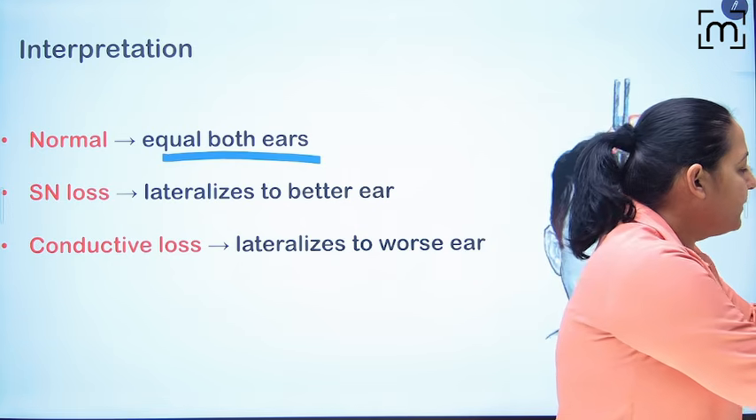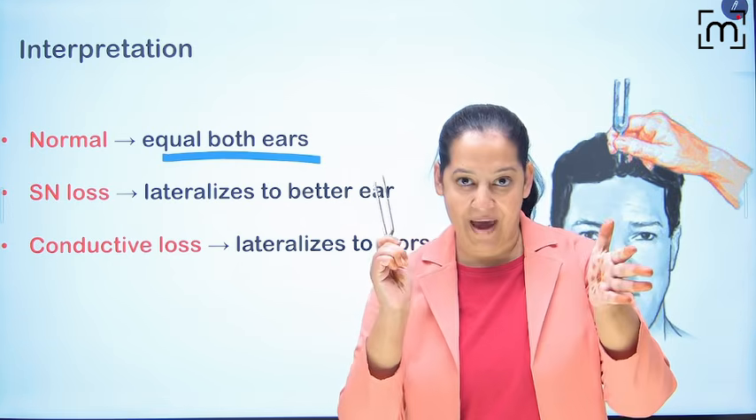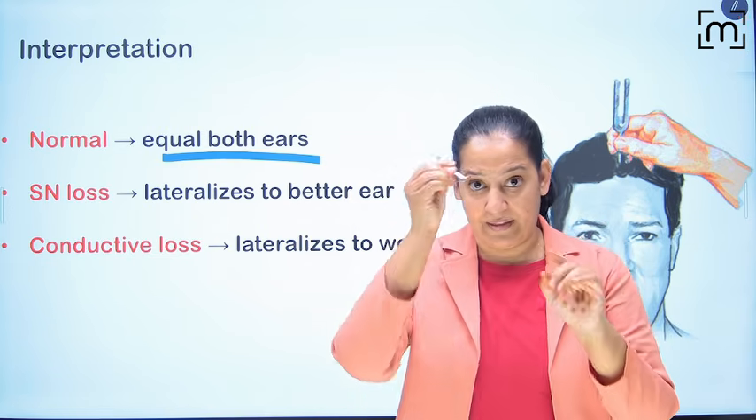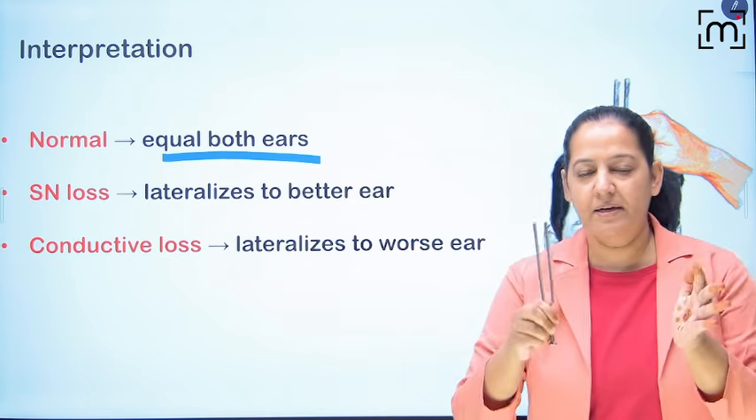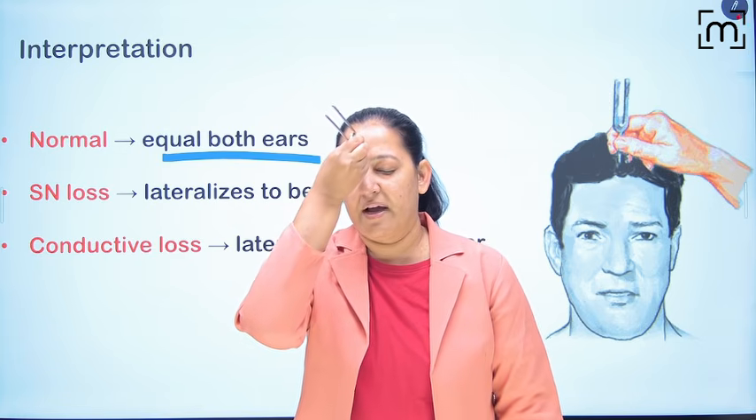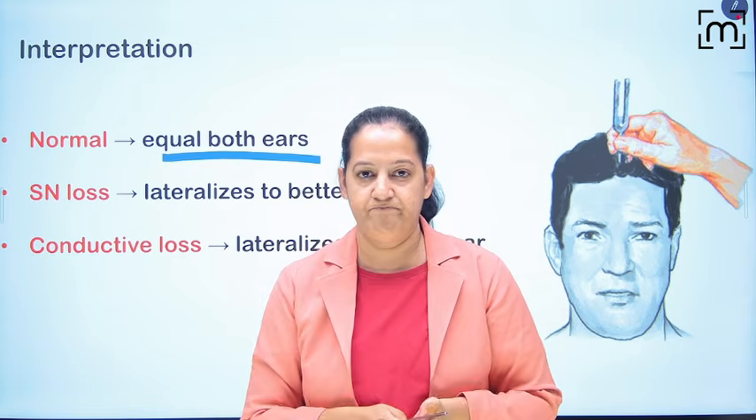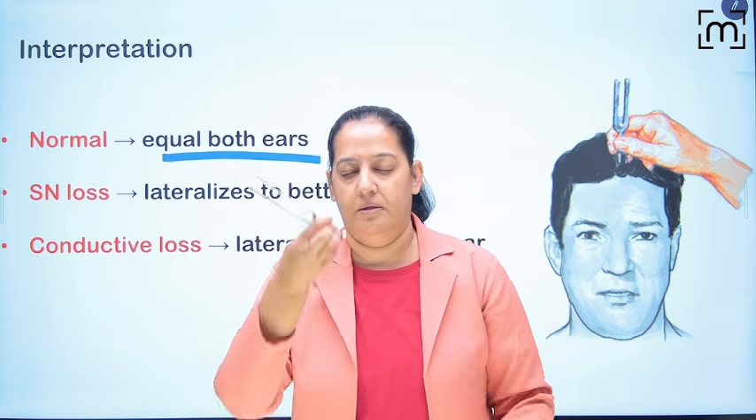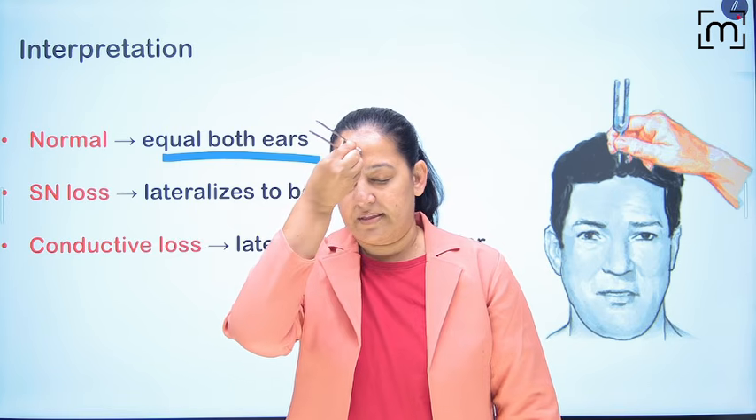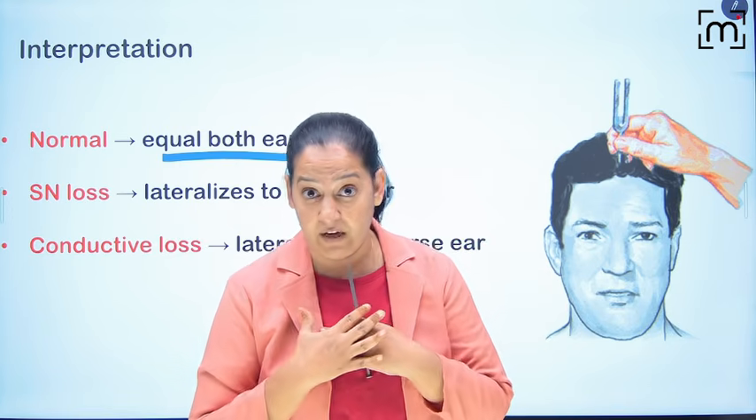So let's perform it. People, this is my tuning fork. I'm activating it and keeping the foot plate at the center of my forehead. Closing my eyes so that I can focus. I can feel the vibrations equal on both sides. I can try again. Yes, I can hear the vibrations equal on both sides because I don't have any deafness, thankfully.